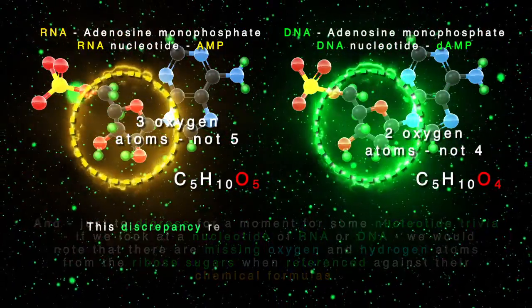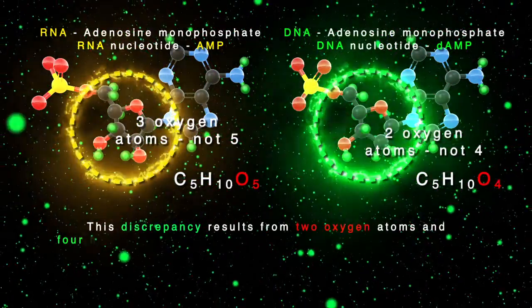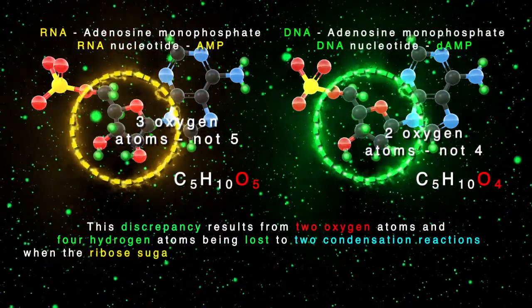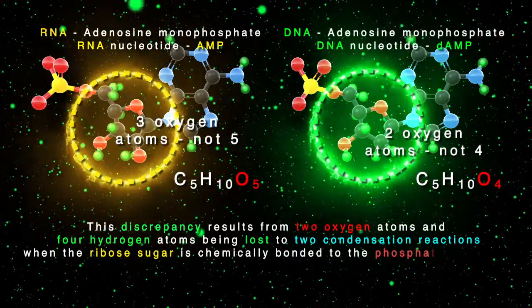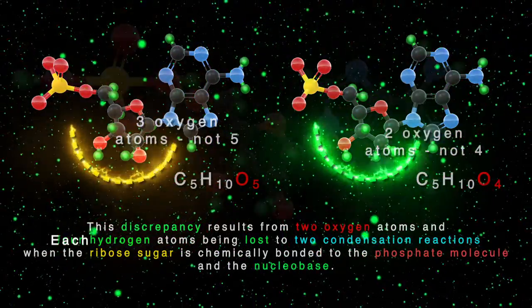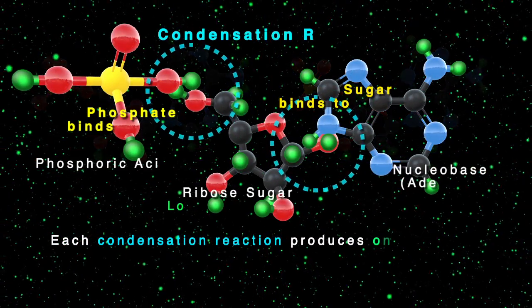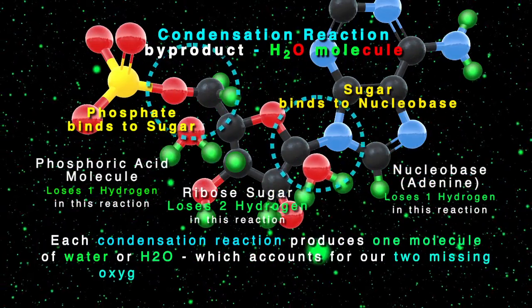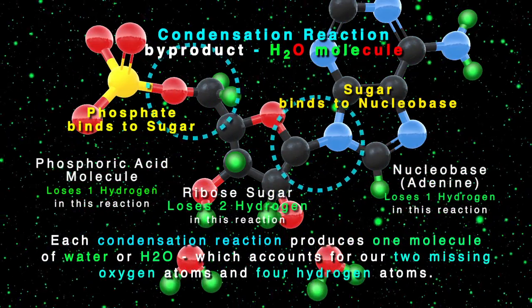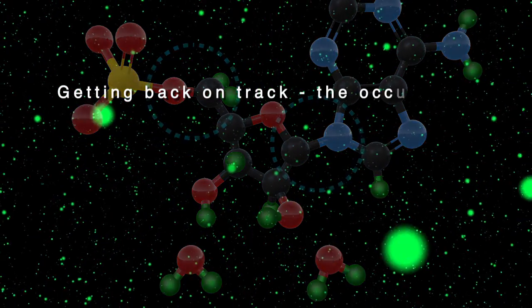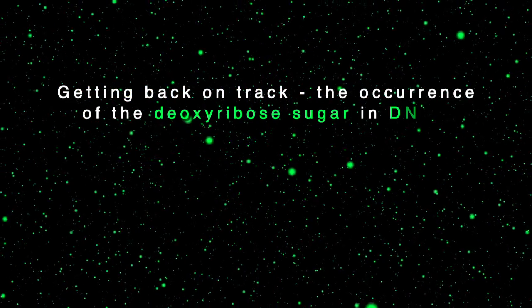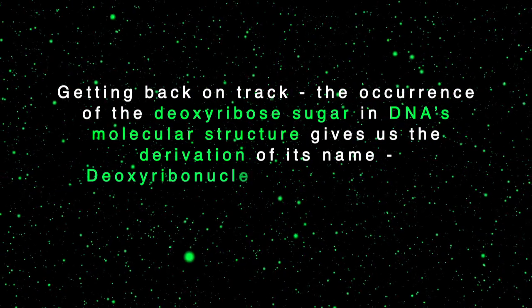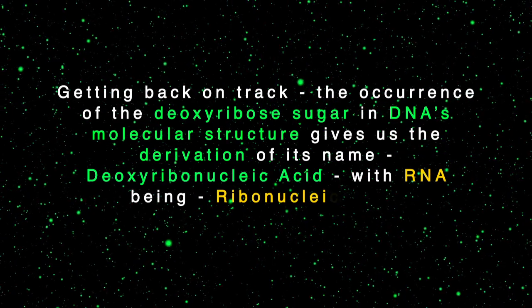This discrepancy results from 2 oxygen atoms and 4 hydrogen atoms being lost to 2 condensation reactions when the ribose sugar is chemically bonded to the phosphate molecule in the nucleobase. Each condensation reaction produces 1 molecule of water, or H2O, which accounts for our 2 missing oxygen atoms and 4 hydrogen atoms. Getting back on track, the occurrence of the deoxyribose sugar in DNA's molecular structure gives us the derivation of its name, deoxyribonucleic acid, with RNA being ribonucleic acid.